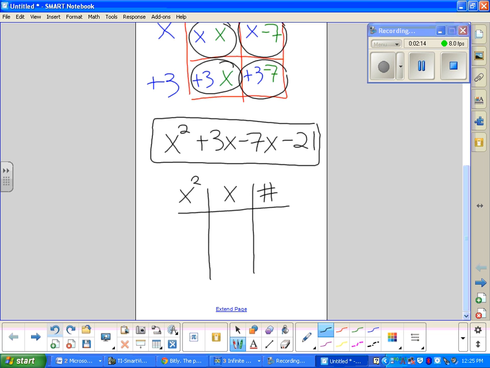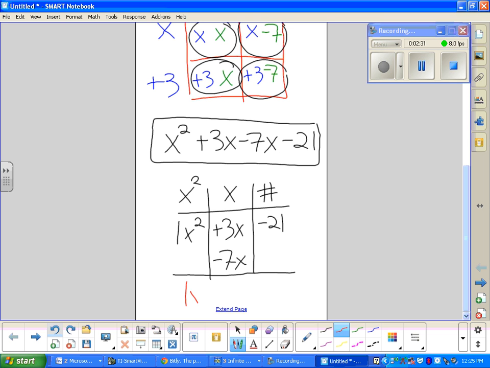I have 1x squared. Second term is a 3x, and it's positive. The third term is a minus 7x. And the fourth term is a minus 21. Alright, so I have all those. The last thing to do is just combine your terms.